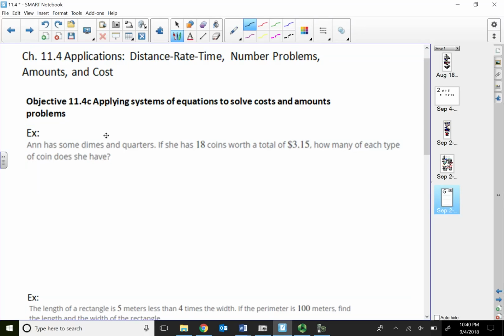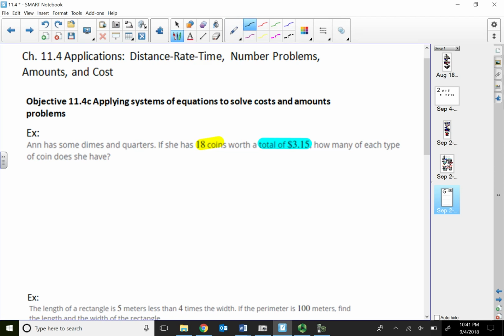So this is called the amount problem, where it says Nan has some dimes and quarters. So dimes and quarters have a value to them. If she has 18 coins worth a total of $3.15, how many of each type of coin does she have? If I want to use two variables, I've got to have two different equations or two things I can use to set it up. The first one is going to be the coins. The second thing is going to be about the money.